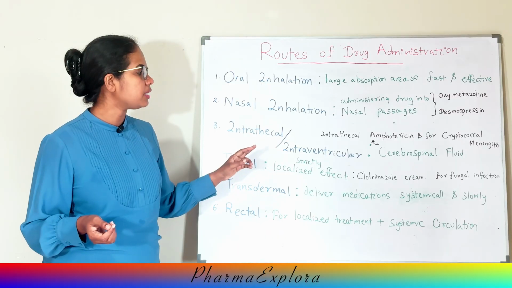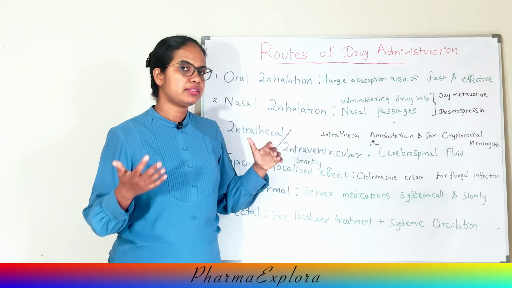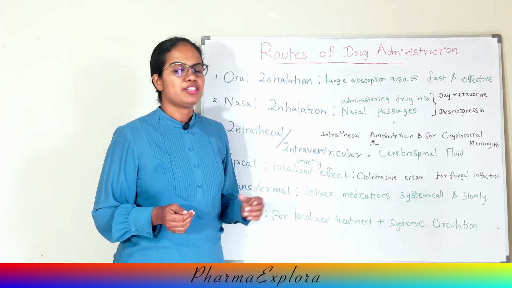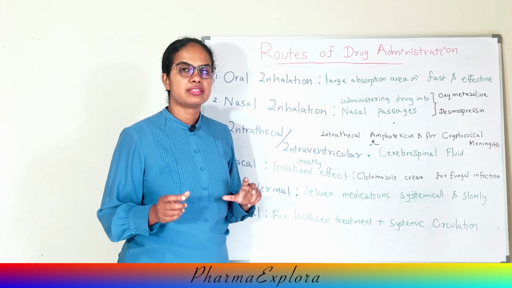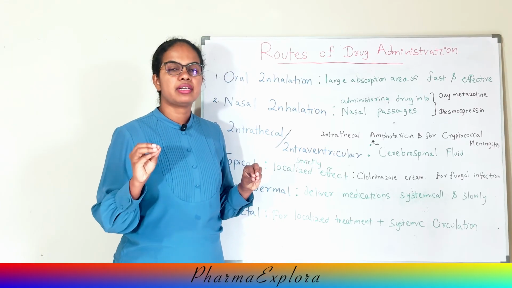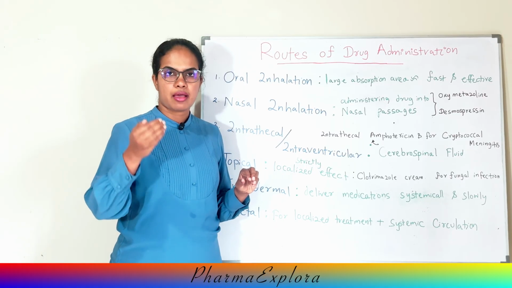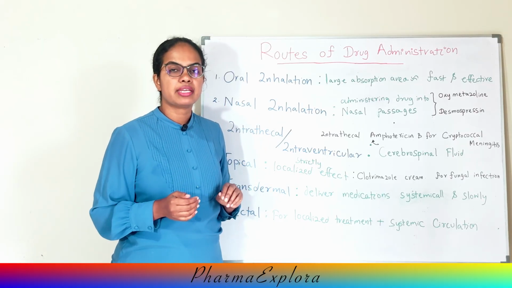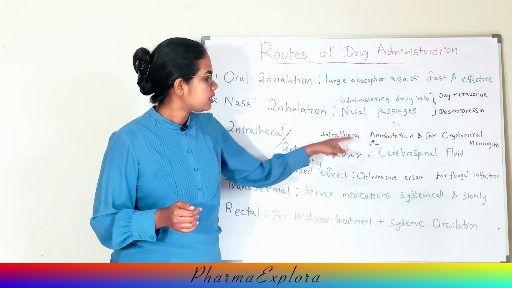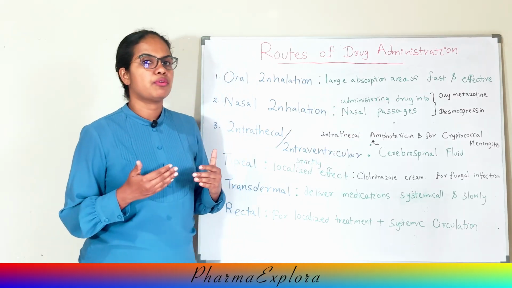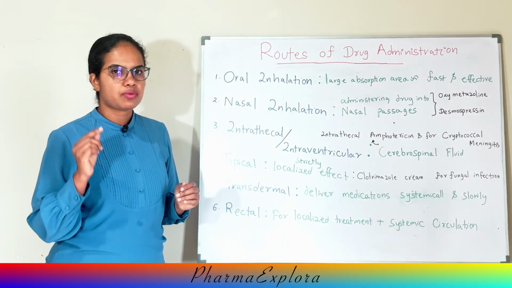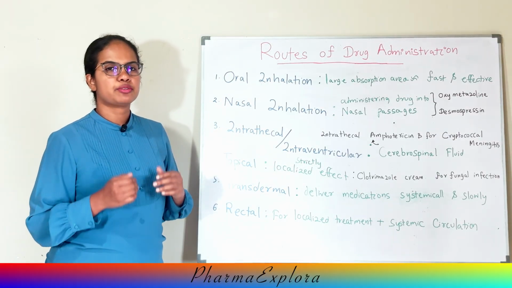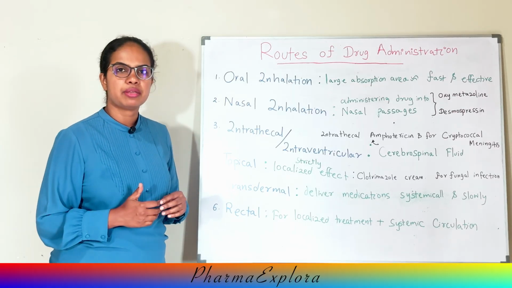One example is administering intrathecal amphotericin B for cryptococcal meningitis. Cryptococcal meningitis is a life-threatening fungal disease that occurs in the meninges, the tissues covering the brain and the spine. So intrathecal amphotericin B for cryptococcal meningitis is one good example for applying drugs directly into the cerebrospinal fluid, bypassing the blood-brain barrier.